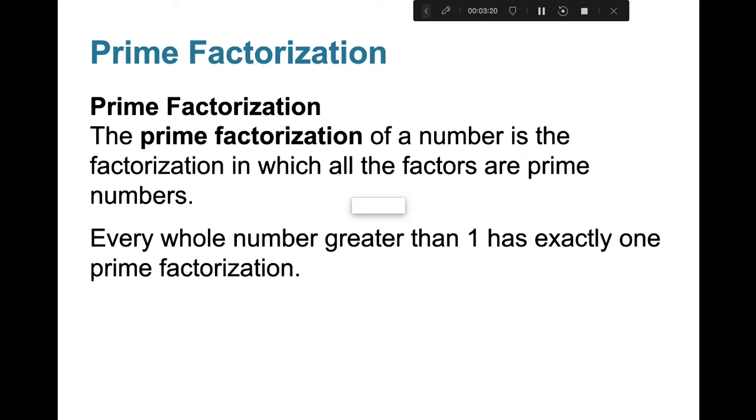So when we talk about prime factorization, the prime factorization of a number is the factorization in which all the factors are prime numbers. So the factorization of a number where all the factors are prime numbers.